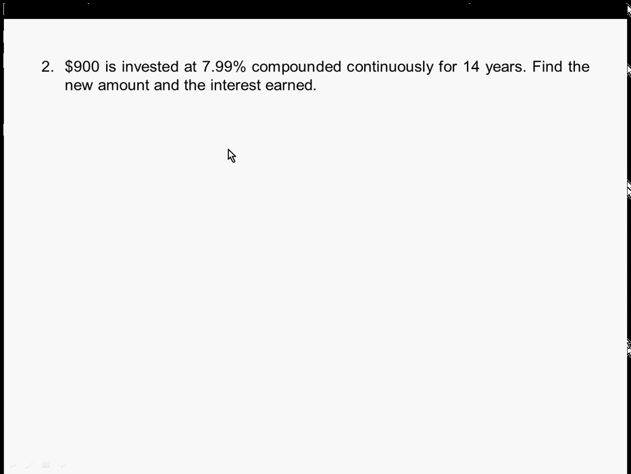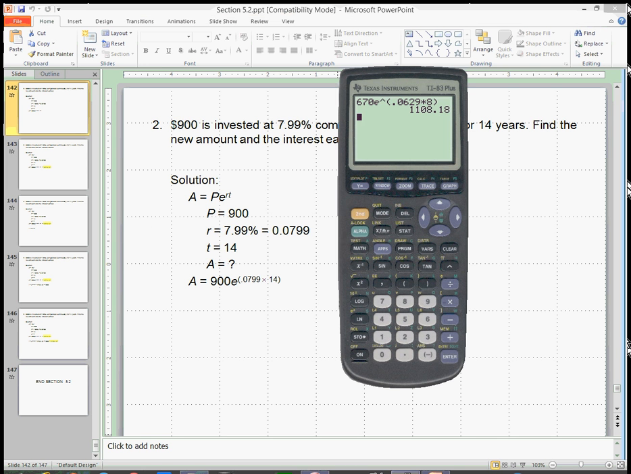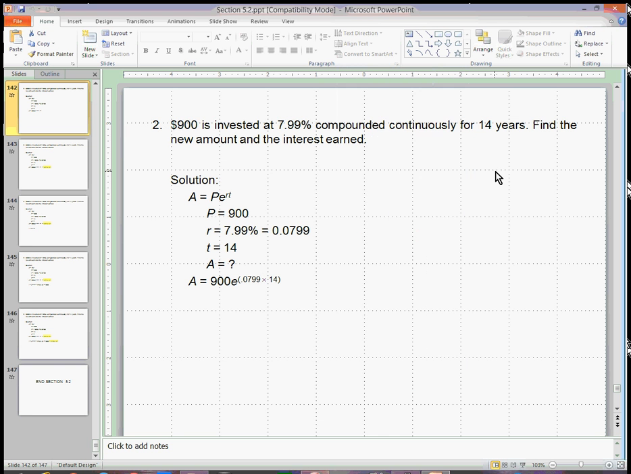So again, I see the word continuously, so I'm using A is equal to P e to the RT. $900 invested, so P is 900. Rate 7.99%, so 0.0799. Time 14 years. So I'm looking at A is I don't know. So A will be 900 times e to the 0.0799 times 14. So when you take out the calculator, clear that. 900 second ln 0.0799 times 14, close parenthesis, $2,754.51.